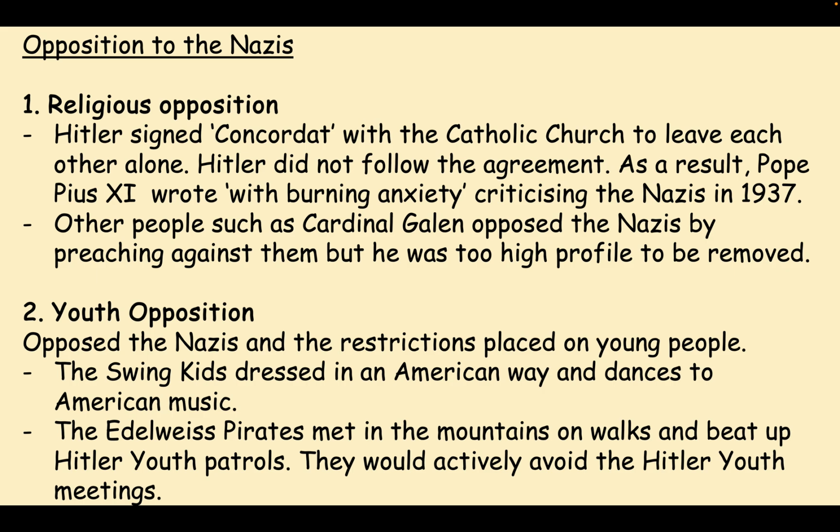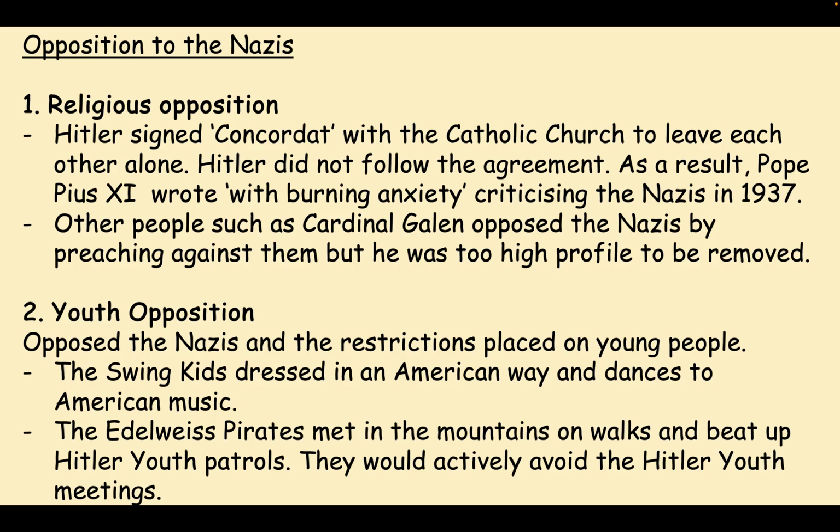So in terms of the religious opposition, Hitler signs the Concordat, that agreement with the Pope. And the Concordat basically says between the Nazis and the Catholic Church, if you leave us alone, we'll leave you alone. At first, Hitler follows it, but he then very quickly doesn't leave the Catholic Church alone. He starts interfering, closing down youth groups, and breaking this agreement that he's had with the Pope. So as a result, Pope Pius writes a public letter on Palm Sunday and has it read out all over Germany, criticising the Nazis.